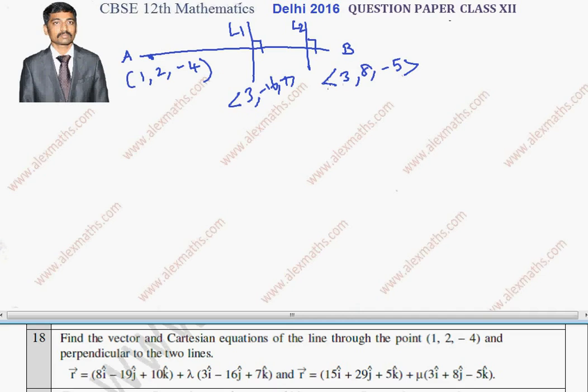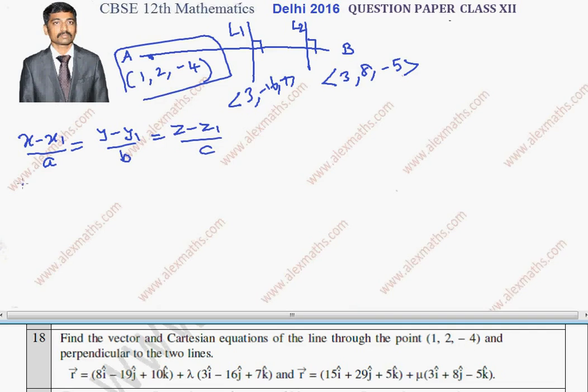Now, since we want the equation of the line, we'll write the equation of the line formula: x minus x1 by a equals y minus y1 by b equals z minus z1 by c. Substitute the point A for x1, y1, z1. So x minus 1 by a equals y minus 2 by b equals z plus 4 by c. Now the line AB equation we have, so its DR is a comma b comma c.